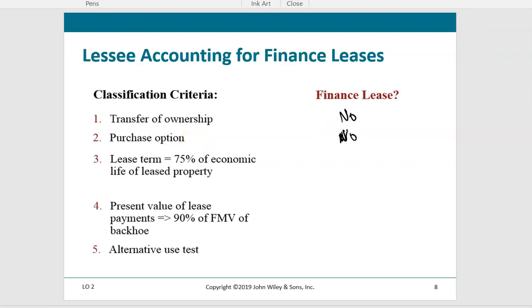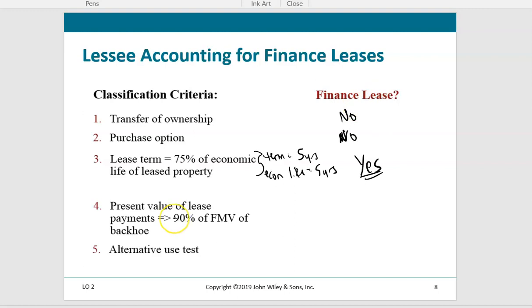Is the lease term 75% or more of the economic life of the leased property? Well, the lease term is 5 years, and the economic life is 5 years. So that's 100%. So this automatically, we can stop there, this automatically makes it a finance lease, but let's just look at the next 2 criteria.